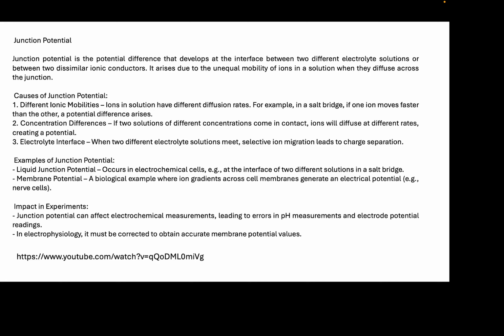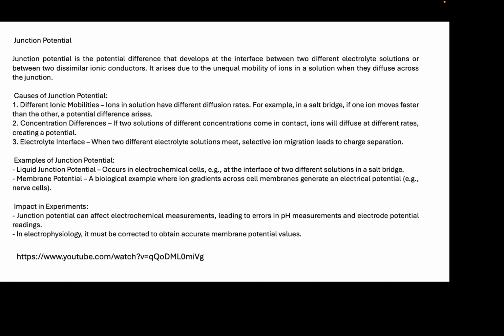Some examples of junction potentials are the liquid junction potential, which occurs in electrochemical cells, for example at the interface of two different solutions in a salt bridge. The second one is membrane potential, as we discussed in the last session as well as somewhat in the current session. A biological example where ion gradients across a cell membrane generate an electrical potential.